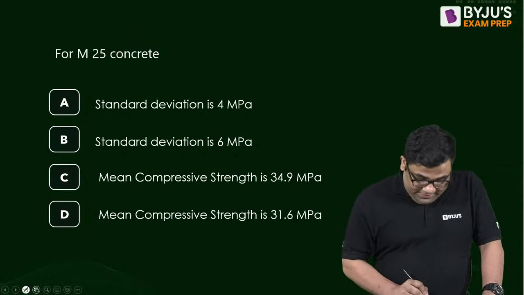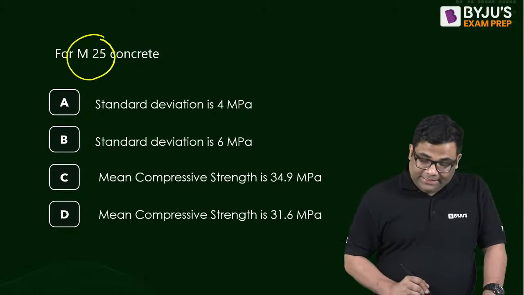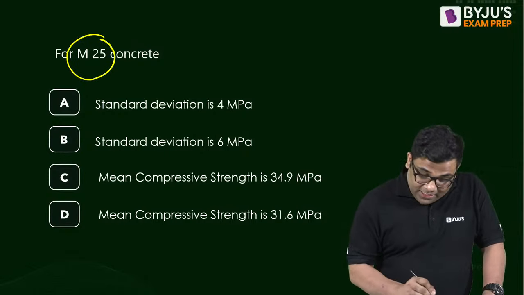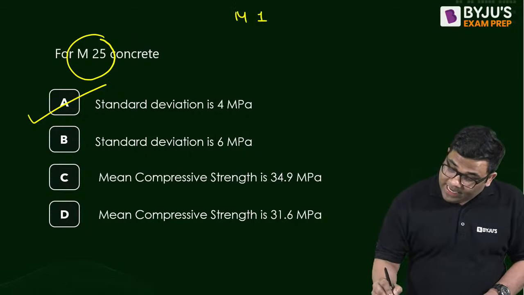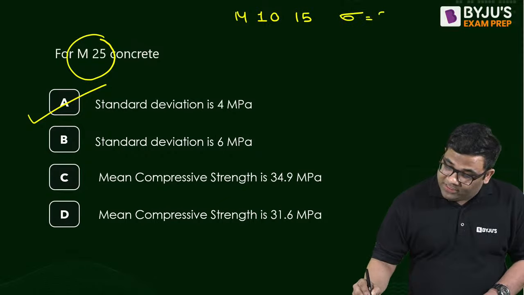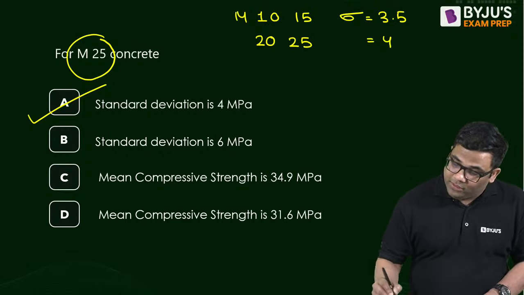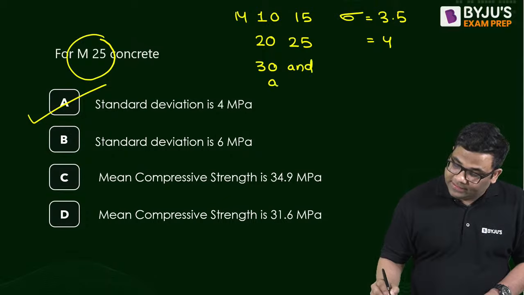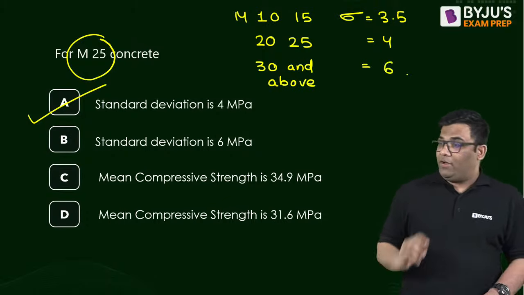Now, what is the answer to this? Yes, for M25 concrete, the standard deviation is 4 MPa. Remember, for M10 and M15, the standard deviation sigma is 3.5. For M20 and M25, it is 4. For M30 and above, it is 6. So it is 4.